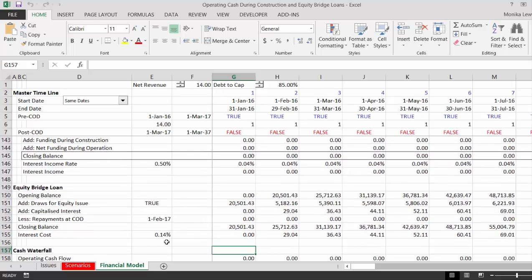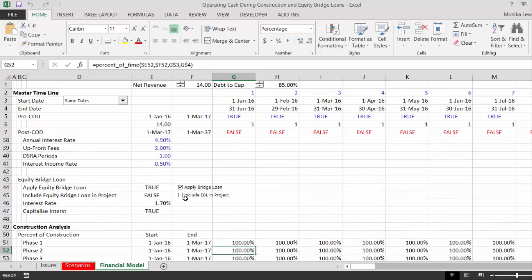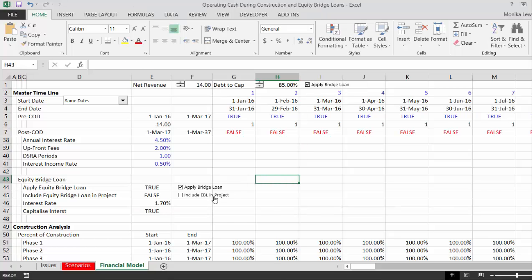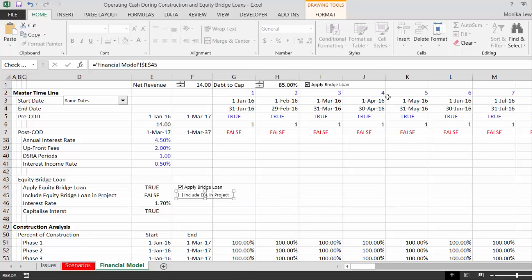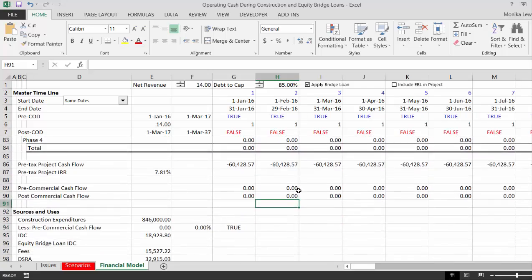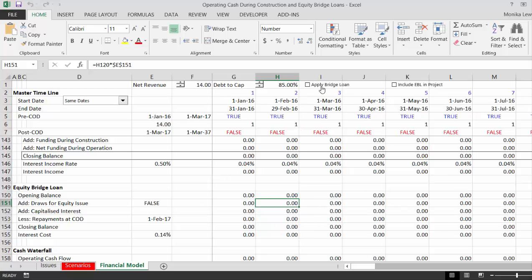And so we've got the loan set up, and we've done all the hard part for the equity bridge loan. It's like one of these things. The first time I said, oh, equity bridge loan, it's so complicated. And then once you see these things, you see it's really not that bad at all. Okay, and so if we apply the bridge loan, it's all in here. If we take it out, it just goes out because we have nothing to draw.